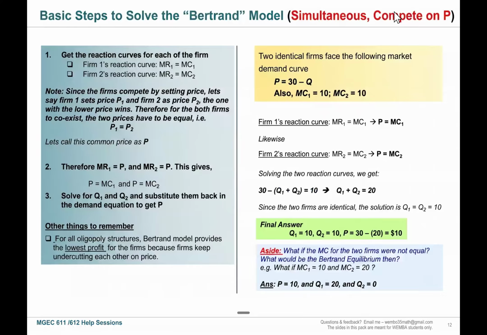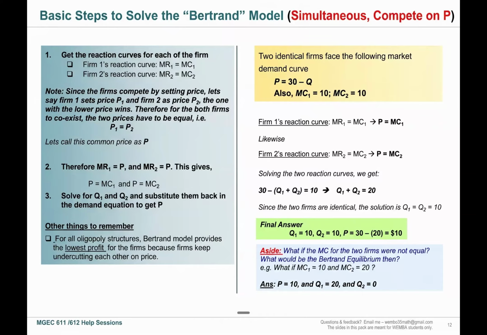The third one is the Bertrand model. Bertrand is similar to Cournot in the sense that both firms make decisions simultaneously, deciding at the same time. But now they are competing on price, not quantity. Bertrand is the classic undercutting of each other. If you put a price of P1, I'm going to put a price of P2, where P2 is less than P1. They keep undercutting each other, but they make the decision simultaneously.